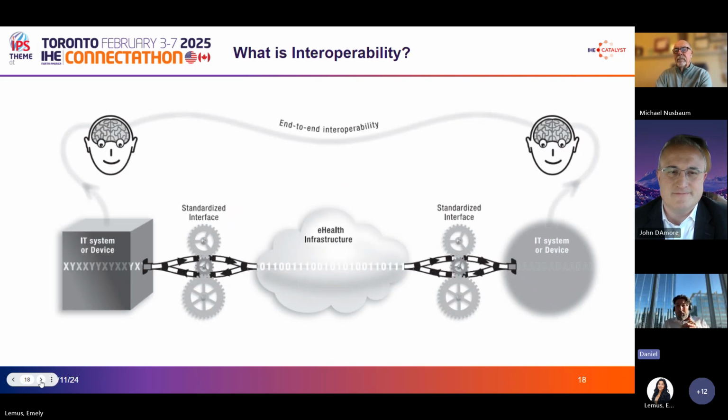IHE focuses really on interoperability. And interoperability is basically the capacity of a system to exchange data with another system without the need to adapt the interface. You can see the standardized interfaces described in this drawing here. And interoperability is achieved by specifying the interfaces between the systems and which ones to use in particular use cases. That's how IHE works, by creating these use cases, finding the standards, and then implementing them, then testing them at the Connectathons. We can go to the next slide.